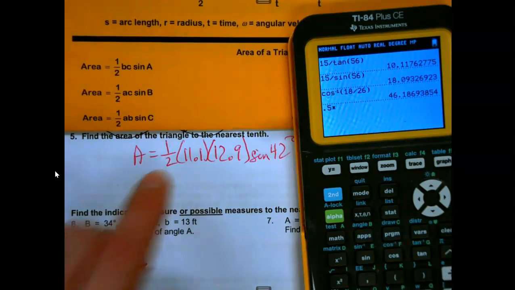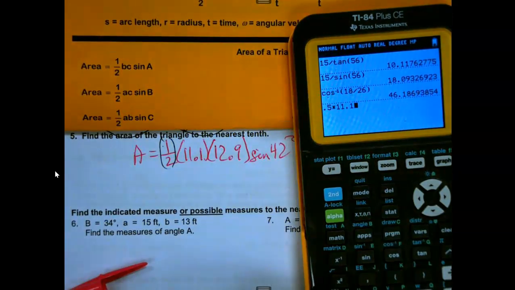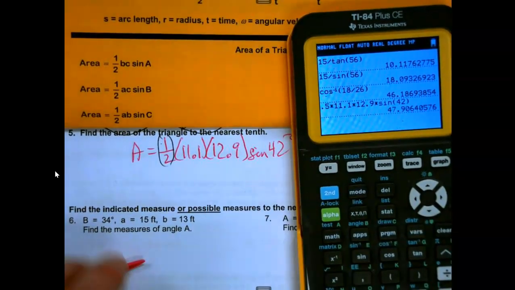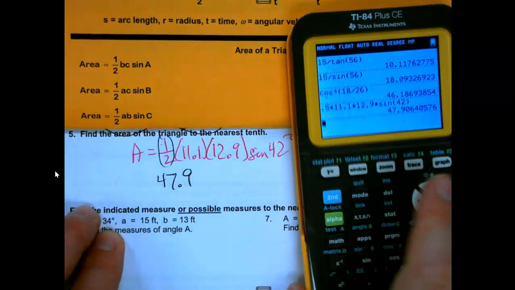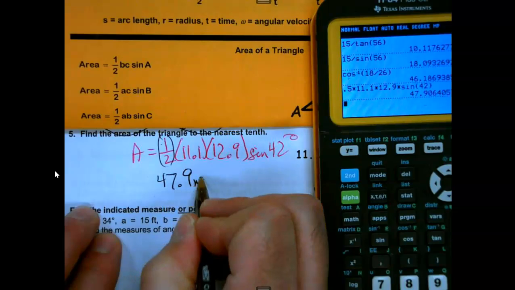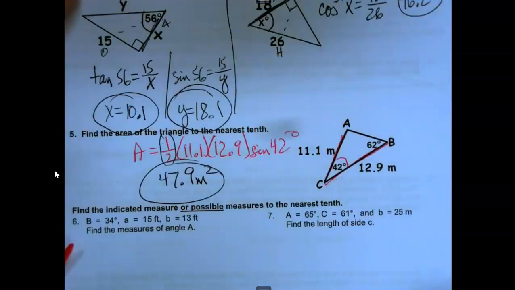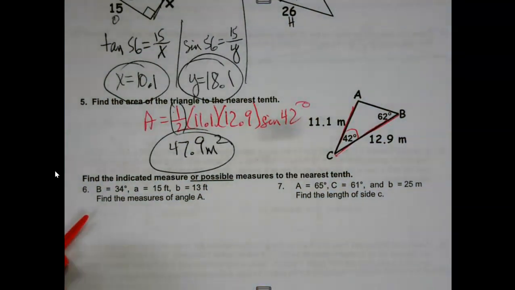Again, if you're going to punch this in, let's just do this to make sure we don't have any confusion. It's 47.9. Do I have a measurement? Ooh, I do. Meters. Square meters, because we are talking area here. Little details again, people, trying to save you from losing points on the test.